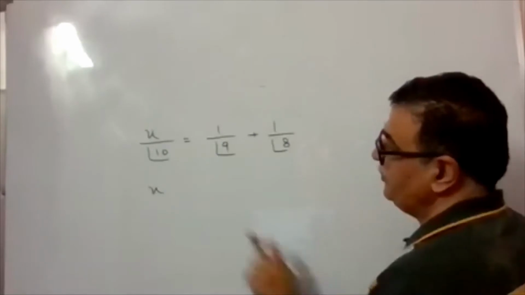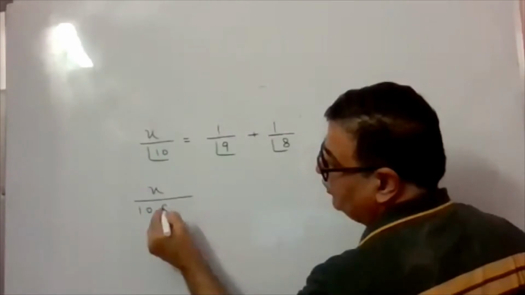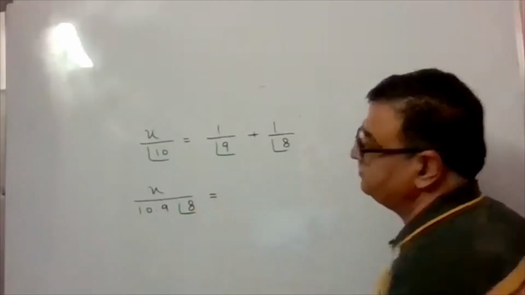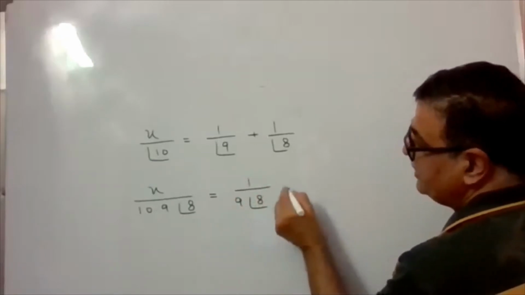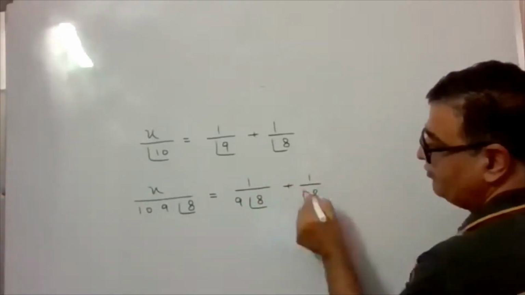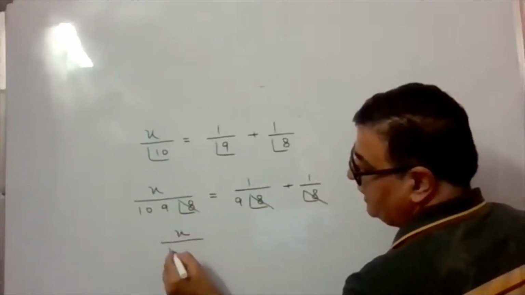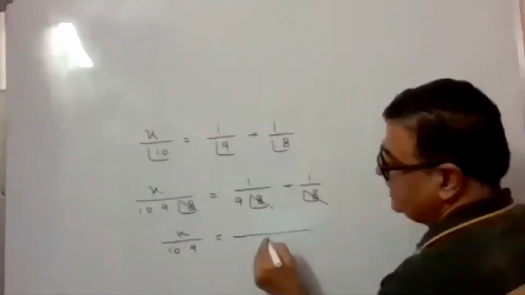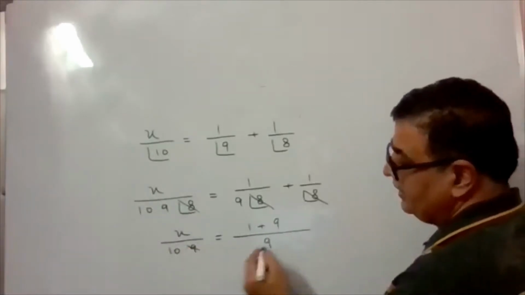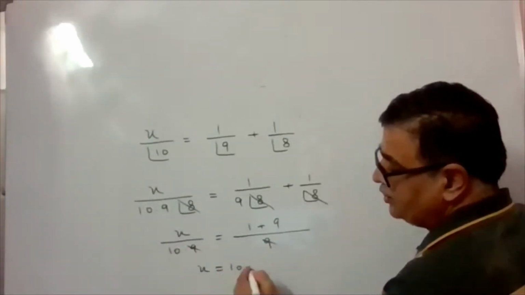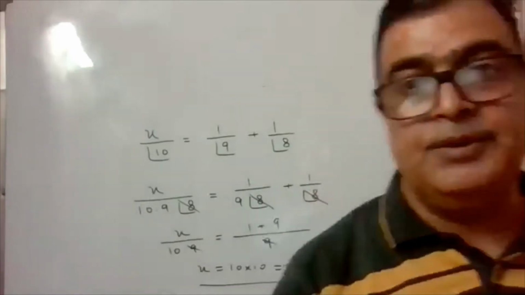Again, the highest will be 10 and smallest is 8. So convert them into 8. So it will come 10 into 9 factorial 8. Here it will be 9 factorial 8 and this will be 1 by factorial 8. Factorial 8 clearly gets cancelled out. Then I get x by 10 into 9 and here we'll take LCM 9. So it will be 1 plus 9. This 9 and 9 are gone and x will be 10 into 10. So it comes out to be 100. Clearly x is 100.